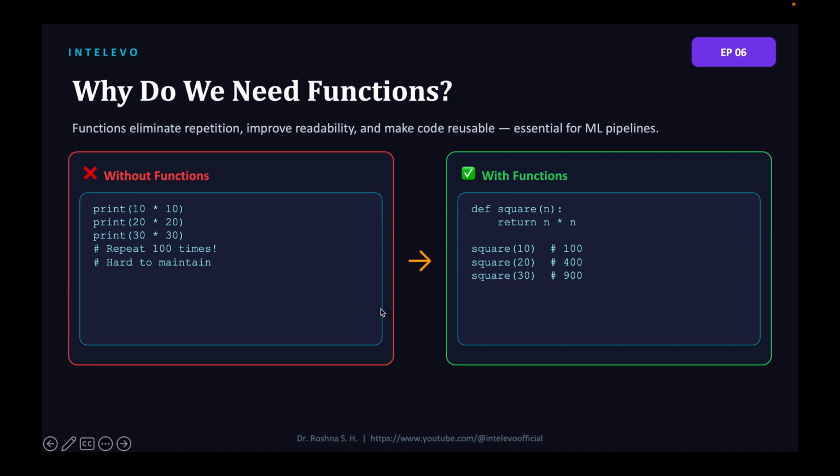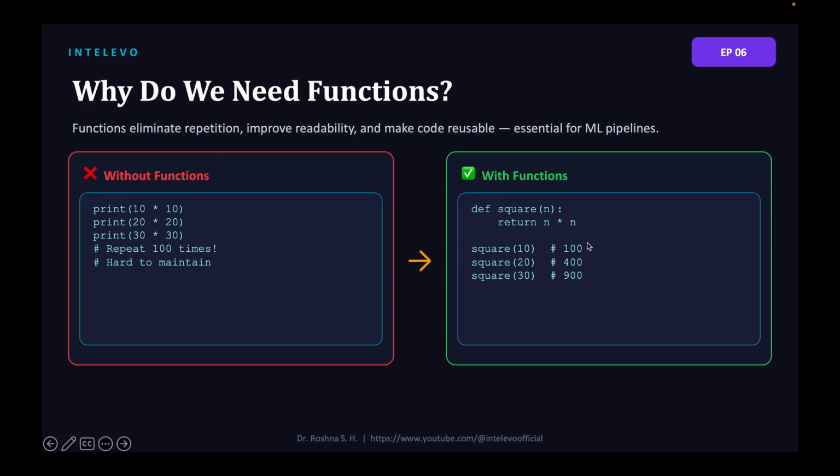Before going into the details, you must understand why you need functions. Functions eliminate repetition, improve readability and make code reusable. And in fact, it is essential for machine learning pipelines. Look at this here. Three lines doing basically the same thing, right? Squaring a number. Now imagine doing this 100 times. Your file becomes massive, hard to read and a nightmare to fix if something goes wrong.